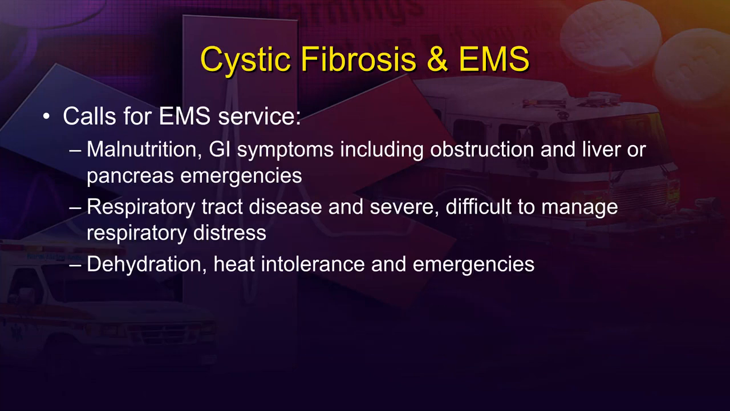In EMS, we're commonly called for one of those things, and when we're called, it's generally a true emergency. These are chronic patients that have medical care well beyond our levels, but they call when they've exhausted all of their resources. One of the more common calls is because of respiratory tract disease and infections that are really difficult to manage at the point that they've accessed EMS. In addition to the respiratory disease, they also have underlying malnutrition, GI symptoms that could involve liver disease or pancreas emergencies, including hypo and hyperglycemia, dehydration, heat intolerance emergencies, and electrolyte dysfunctions.